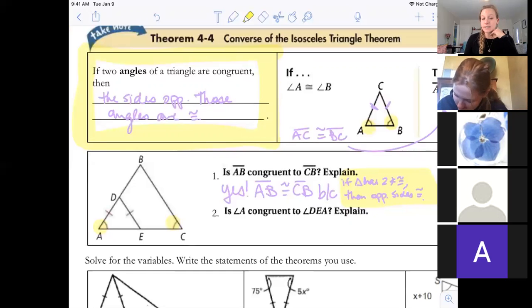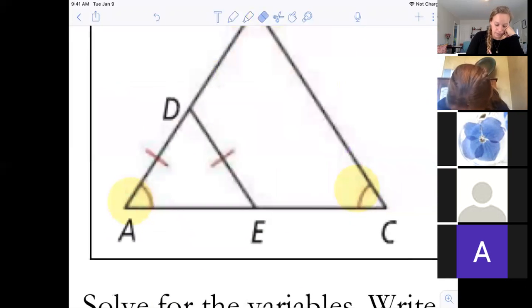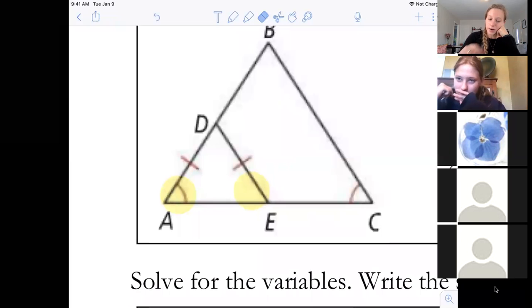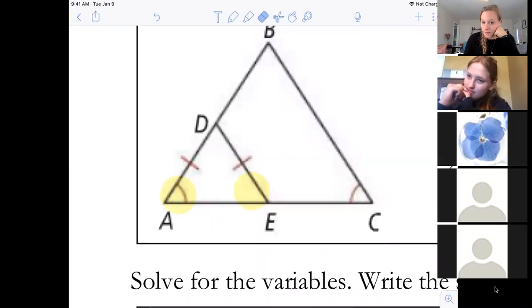Okay, the next one says, is angle A congruent to angle DEA? So let's go in here. I'm looking at angle A, and I'm looking at angle DEA, which is right here. Somebody I maybe haven't talked to yet. Are those angles congruent? Yes, they are. Yeah, Silas, why are they? Because, since it's an equilateral triangle, you can basically just hypothesize that those angles are going to be congruent.